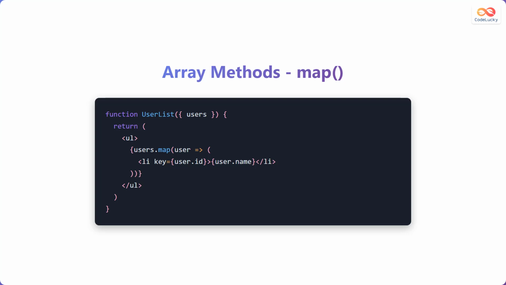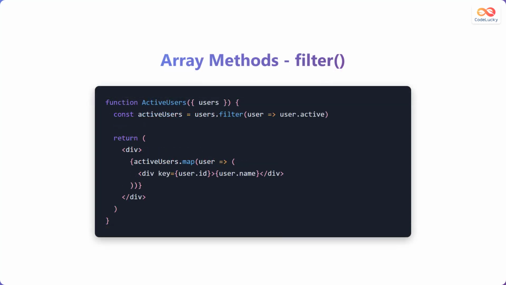Array methods like map can be used to render lists of data. In this code, the UserList component takes an array of users as a prop and uses the map method to iterate over each user, rendering a list item for each one. Each list item displays the user's name. The map method is essential for dynamically rendering lists in your application.